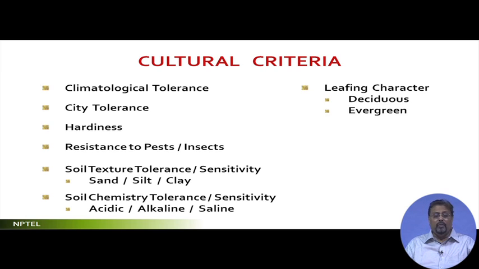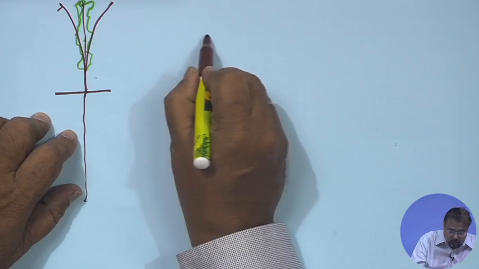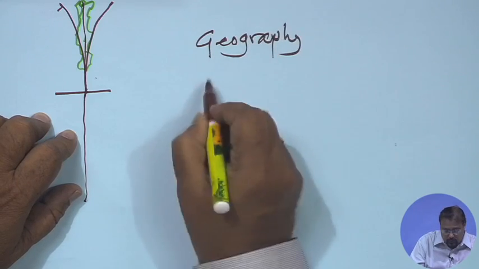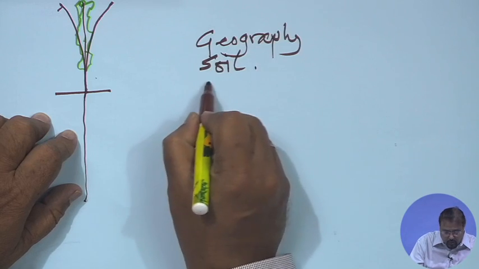Leafing character is whether it is deciduous or evergreen. This is intrinsic to a plant, of course, but the question is whether the evergreen tree or the deciduous tree is going to function well in a particular climate. So when I say cultural, I am talking about a geographical location, the original root of its geographical location, the corresponding climate, and the soil. If you have to check cultural conditions, you check the geography. The moment you check geography, you also see the soil quality and the climate.